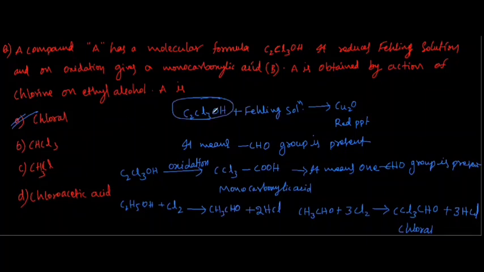This molecular formula, the structure is CCl3CHO. Here, 2 carbons, C2, Cl3, 1 O, 1 H. This is the structure of chloral and this is the molecular formula of chloral. The right answer is option A, chloral.